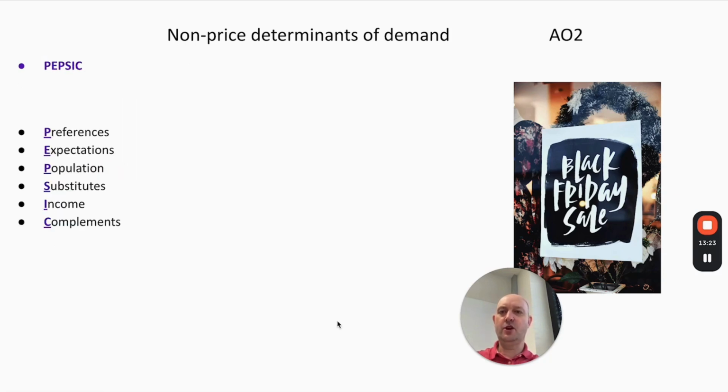So let's move on. We can then summarize these into what I call the PEPSIC factors. So we've got preferences, which we called tastes and preferences, expectations, future expectations of price, population of buyers and sellers, price of substitutes, income, and price of complements. So I use this as a way of remembering the 6 factors. These are the 6 factors in the syllabus.